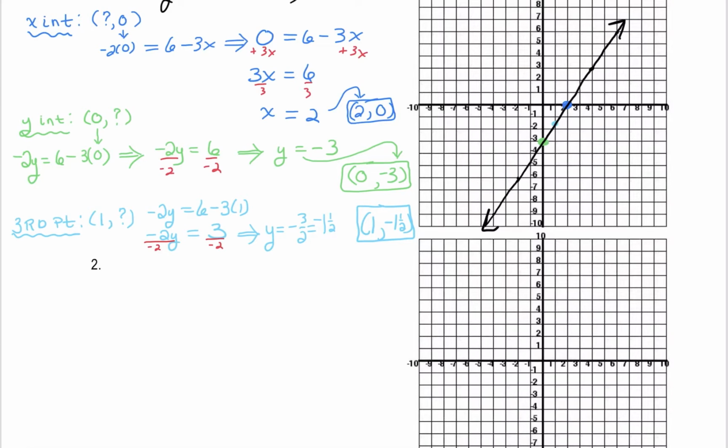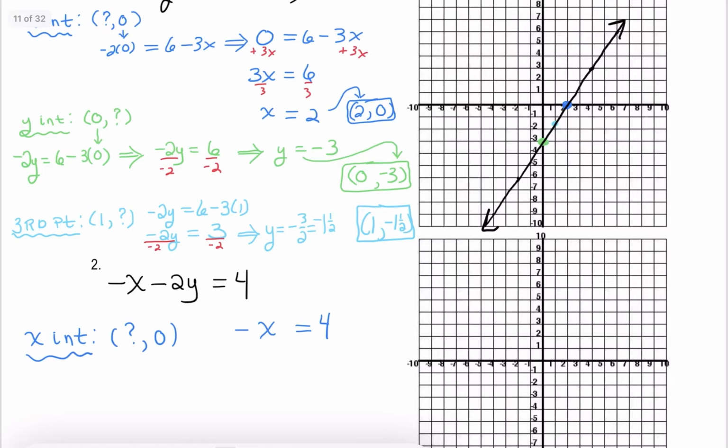All right, let's look at another example here. So suppose we have for number 2, negative x minus 2y equals 4. Let's go through this one a little bit more quickly. Our x-intercept, remember, is where we sub in 0 for y and solve for x. That whole y term is going to be gone, so I'm just going to have negative x equals 4. Dividing by negative 1, x is going to be negative 4. So my x-intercept here is simply (-4, 0). There's my x-intercept.